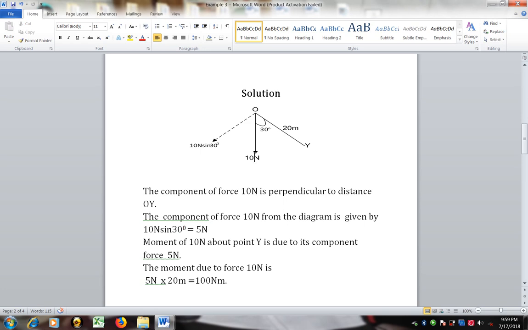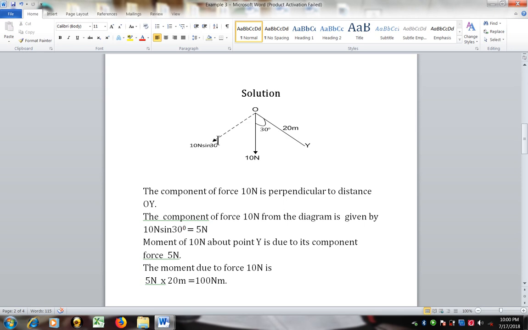We cannot just multiply 10 Newton by 20 meters, because the line of action of this force 10 Newton is not actually perpendicular to distance OY. Okay, that's the condition for solving problems on moment. The line of action and the distance OY, the distance from the fulcrum, must be perpendicular. So that is why we resolved this 10 Newton in this direction, to give us 10 sine 30 degrees or 10 cos 60 degrees. So that gives us 5 Newton. Now we obtained 5 Newton from this 10 Newton by resolution.